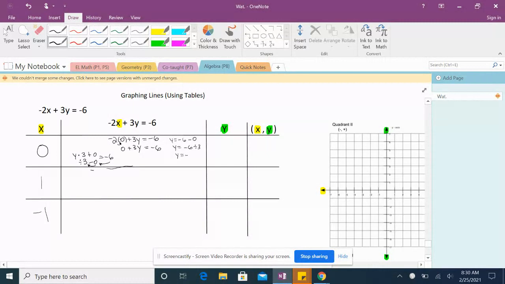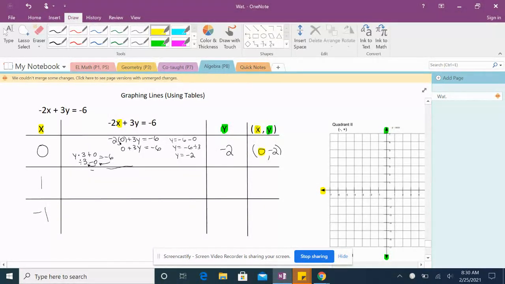The value for y is -2. El valor por y es -2. And now we have a point of 0, -2. Ahora el punto es 0, -2.